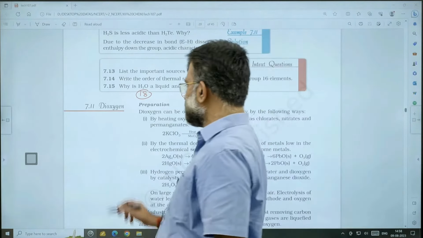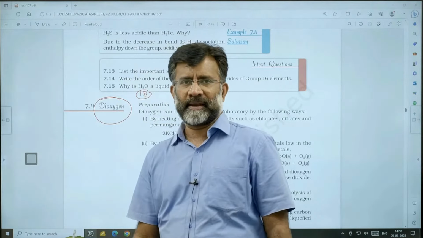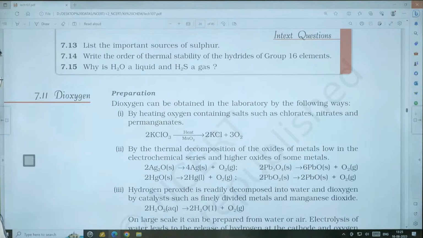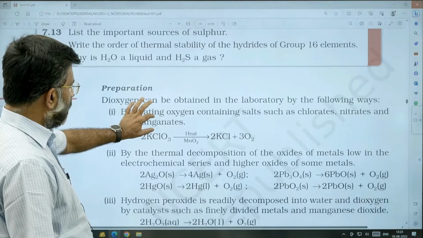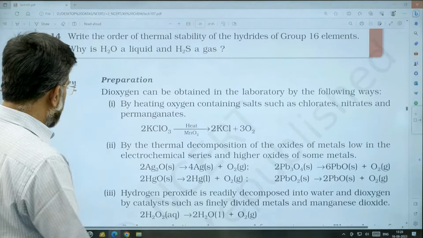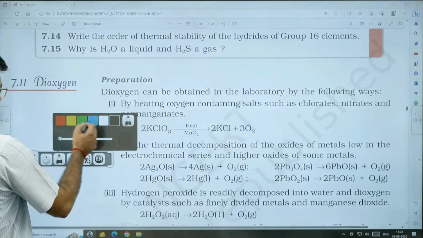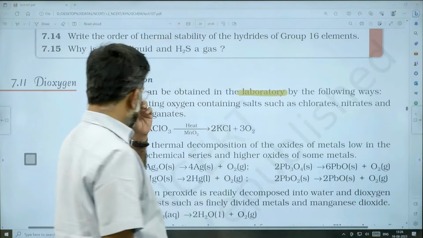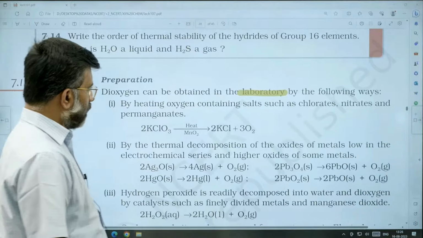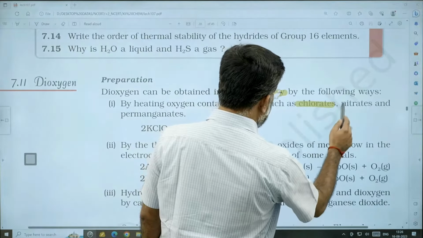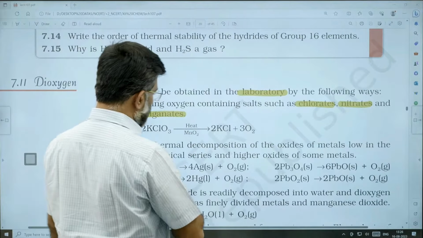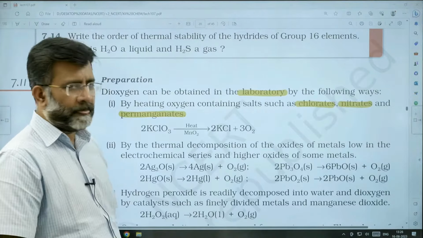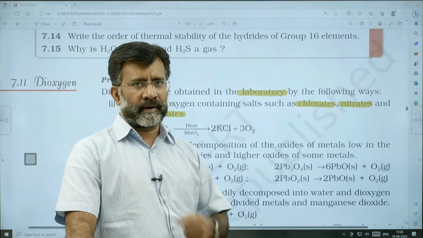Now our discussion is in detail about dioxygen. Let's have a look at dioxygen. First of all, preparation of dioxygen by the laboratory method. It can be obtained by heating oxygen-containing salts: chlorates, nitrates, permanganates. Upon heating, we get oxygen, which is the laboratory method of preparation.